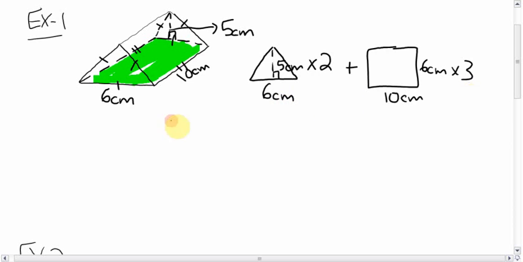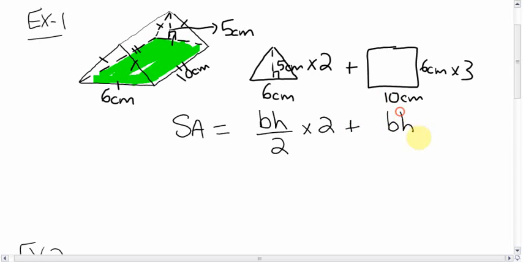Alright, so it's just a matter of doing all the area calculations to find the surface area of this object. First we've got to find the area of a triangle, which is base times height divided by 2. Don't forget there's two triangles, multiplied by 2, plus the rectangle, which is base times height. There's 3 of them, so we'll multiply by 3.